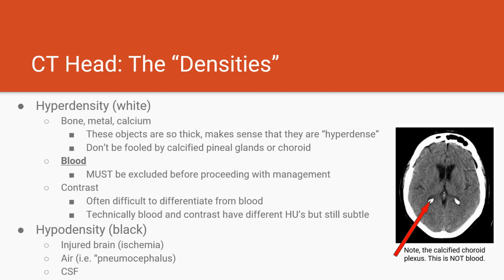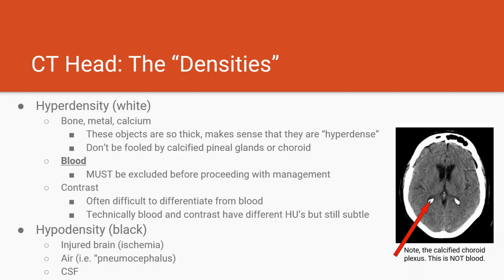Back to bread and butter head CTs. So first thing first in understanding them is you need to know what's going to show up hyperdense and what's going to show up hypodense. Hyperdense objects, which show up white, are exactly as they sound. They're very dense. So this is thick objects, things like bones, calcium, metal. More importantly, though, it includes blood and includes contrast.